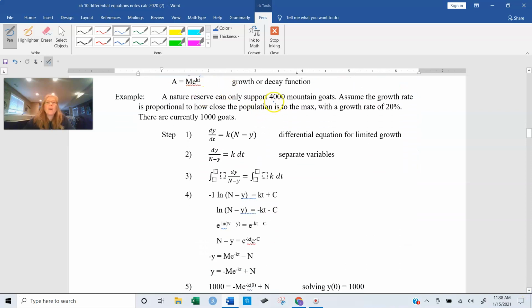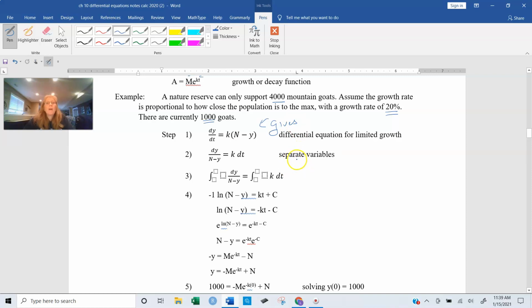I have 4,000 mountain goats in reserve. It follows the growth rate is proportional to how close the population is to the max. With a growth rate of 20%, there are currently 1,000 goats. All right, they give us this. So this is the equation we have to use.